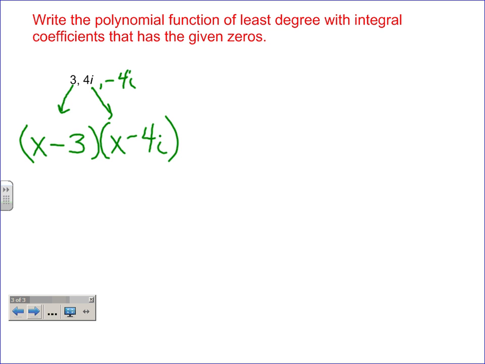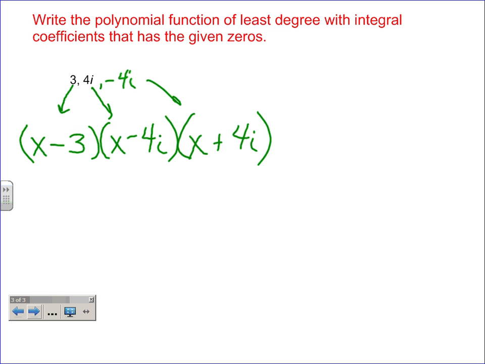So if I gave you 7i, you're automatically given negative 7i. If I gave you negative 2i, you're automatically given positive 2i. So then that one turns into, it's really x minus a negative, right? So it's really x plus 4i. Now all you have to do is multiply it out.